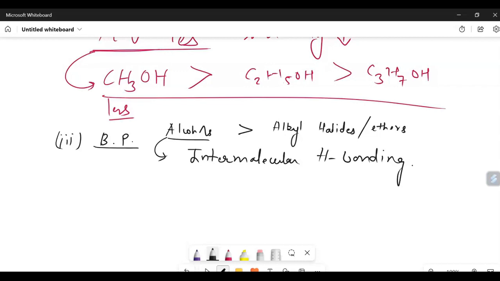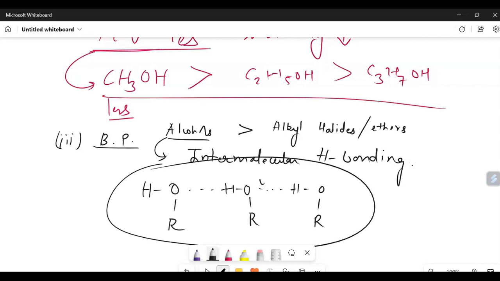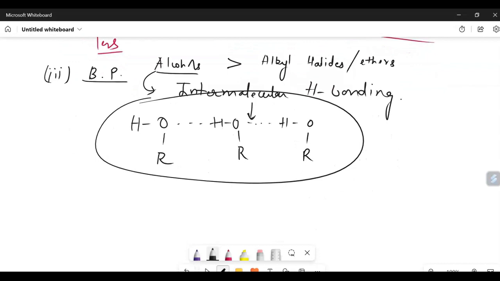So they associate as molecules. Now if we are writing like that, this is your alcohol. It is combined with the next molecule of alcohol, then it is combined with the next molecule of alcohol. Because of this intermolecular hydrogen bonding between the molecules, high energy is required to break it. So more energy is required to break this bond, and because of that, the boiling point of alcohol is higher.